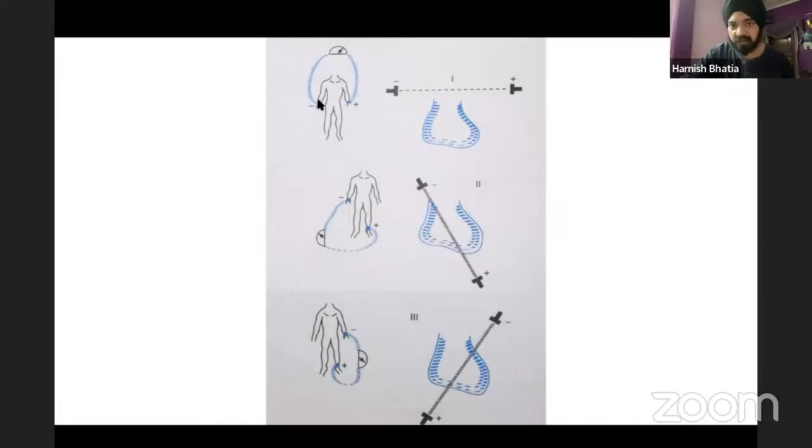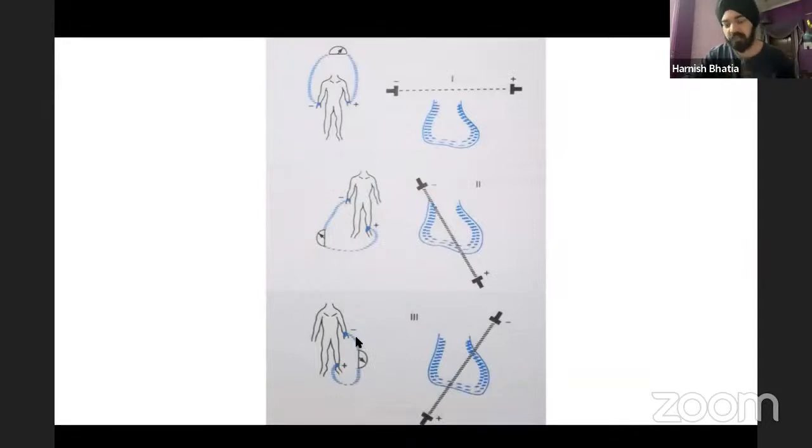So if you have 1 electrode here in your right upper limb and 1 here in your left upper limb, and you assume this is negative and this is positive, the electrical axis which you get between them will be negative to positive. So in this direction, from here to here, that will give us lead 1, between right upper limb and left upper limb. Similarly, if you assume the negative electrode is the right upper limb and the positive electrode is the left lower limb, the electrical axis which you'll get is in this direction. This will be lead 2.